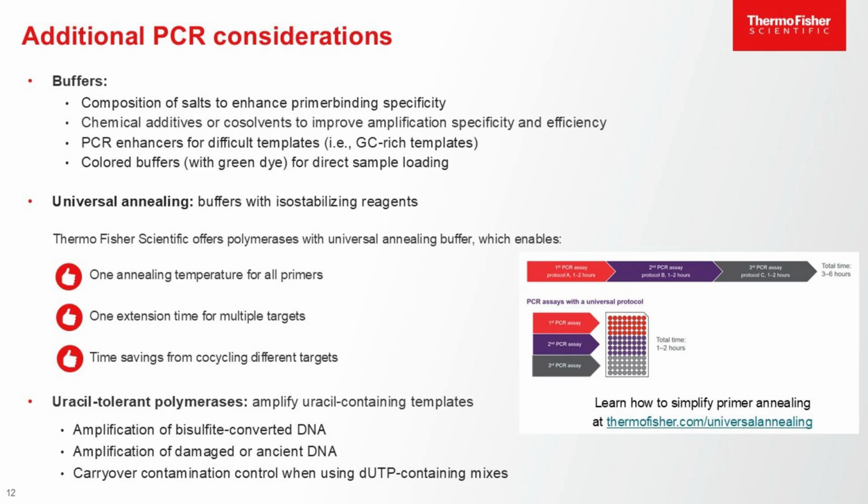These polymerases are particularly useful in several specific applications like amplification of bisulfite converted DNA, amplification of damaged or ancient DNA, where cytosine residues may deaminate to uracil over time, and carryover contamination control when using dUTP containing mixes. Typically, in PCR setups, incorporating dUTP instead of dTTP in the reaction mix and using uracil DNA glycosylase can help prevent contamination from previous PCR products.